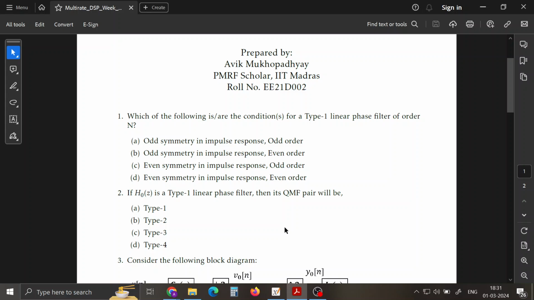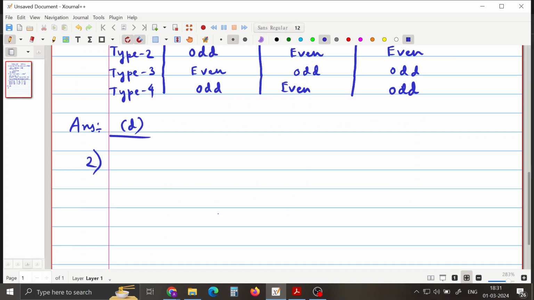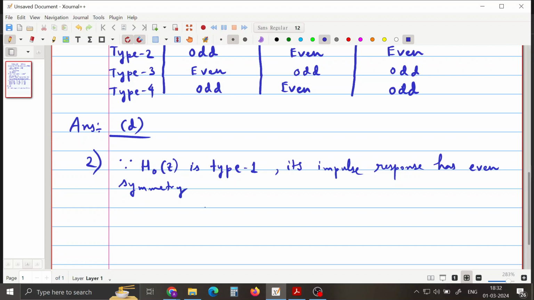Now if I have to put it down on a note, I'll just mention. Since H naught of Z is type 1, they are given, we know from the property of type 1 FIR filter, linear phase FIR filter, its impulse response has even symmetry and the filter has also got even order. Remember that capital N, that is also even.